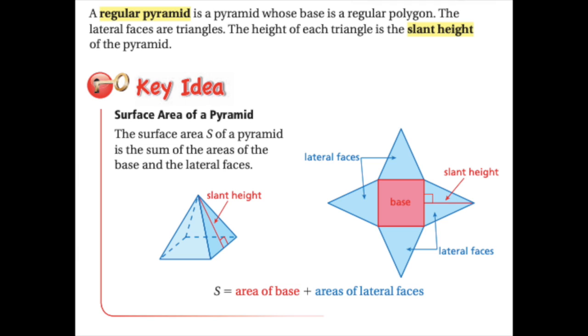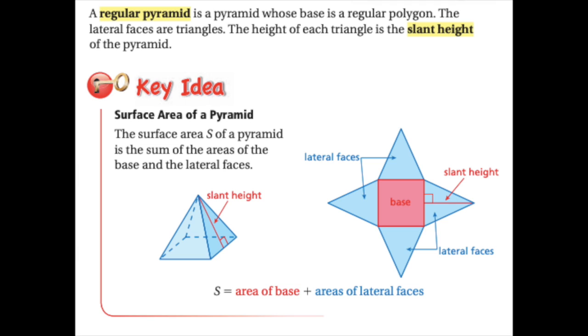So when we look at slant height, you can also look here and see that the slant height is actually the height of that triangle. And so when we're thinking about surface area, that is going to be important, focusing on that height of the actual triangle and not the height of the pyramid. We wouldn't need that until we get into volume later.